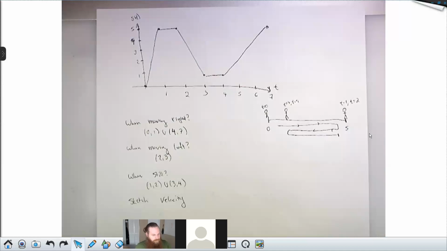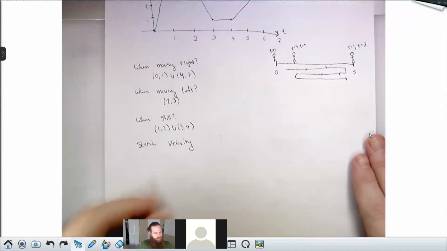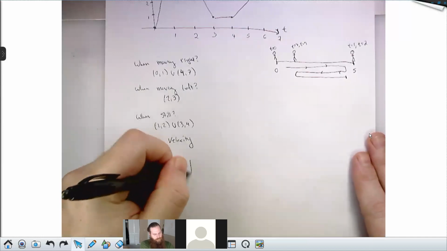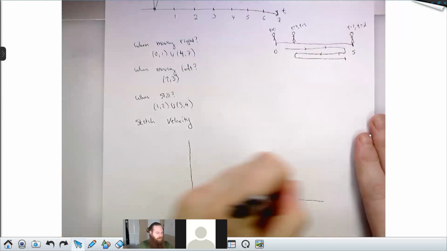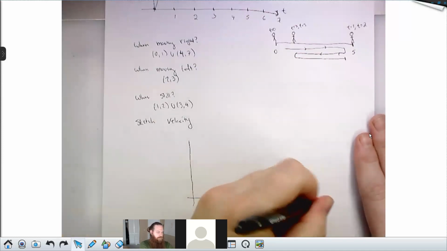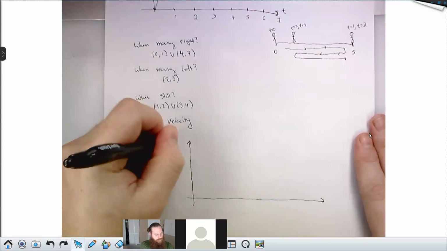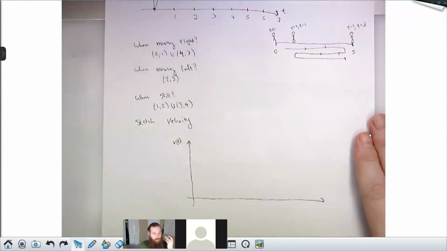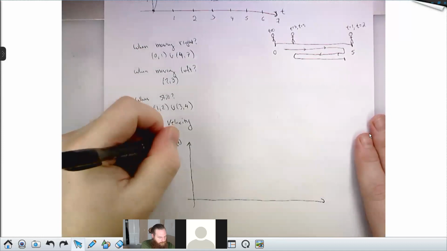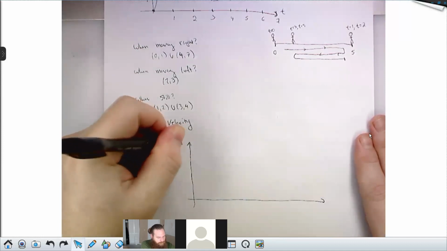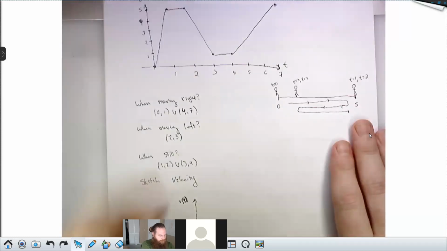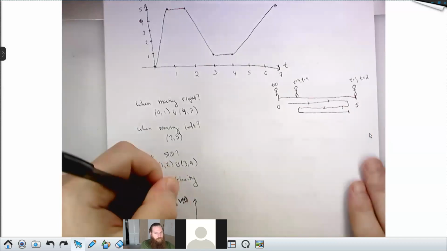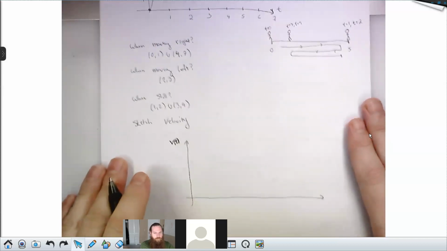Now sketching the velocity. If I'm holding still, what's my velocity? Zero, right? So if this is going to be the graph of v of t, sorry, this pen doesn't work as well without something underneath it. If this is going to be my graph of v of t, there are some intervals on which I know v of t must be 0.